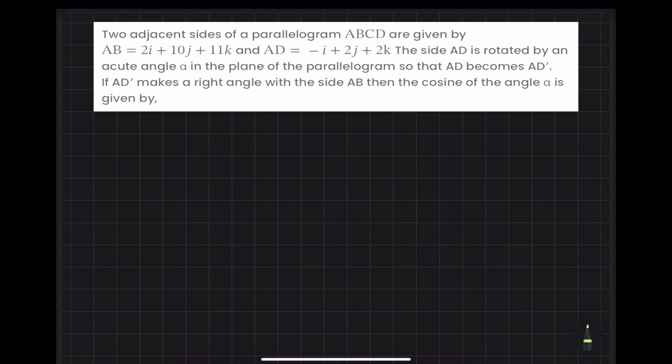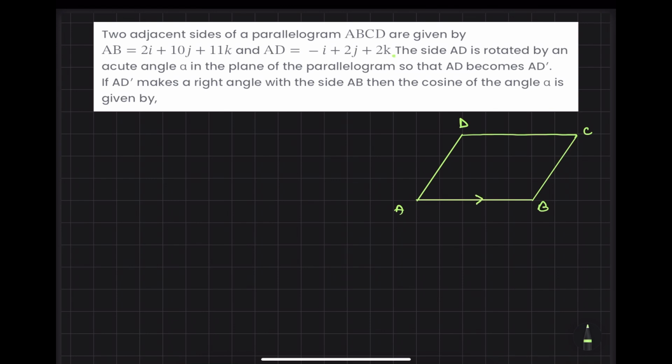So, we got a wholesome new problem which says two adjacent sides of a parallelogram ABCD are given by AB and AD. Okay, so first we will try to draw the diagram and then we will extract some more information. Okay, so suppose that this is a parallelogram A, B, C, and D.